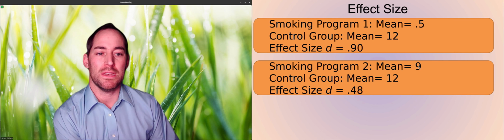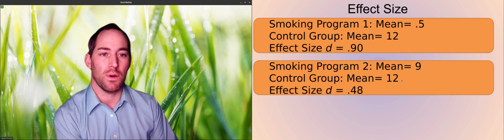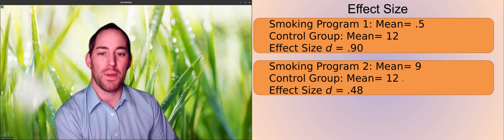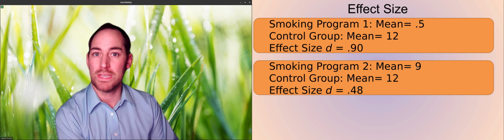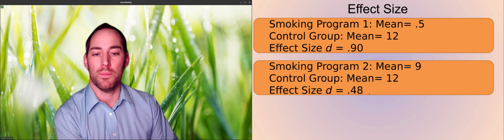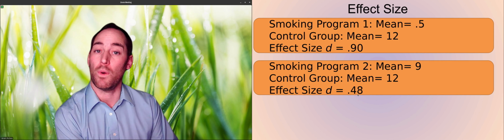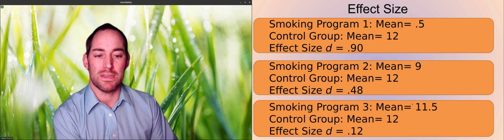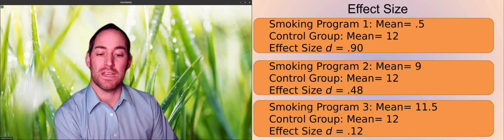Let's say your mean difference is 9 versus 12, so a littler difference. You had some effect, but not as big of an impact. Your smoking program worked to decrease smoking, but not as much as this smoking program. So maybe this effect size is 0.48. Then maybe your effect size is basically non-existent. Your change might be a result of chance. Your effect size would be very low.